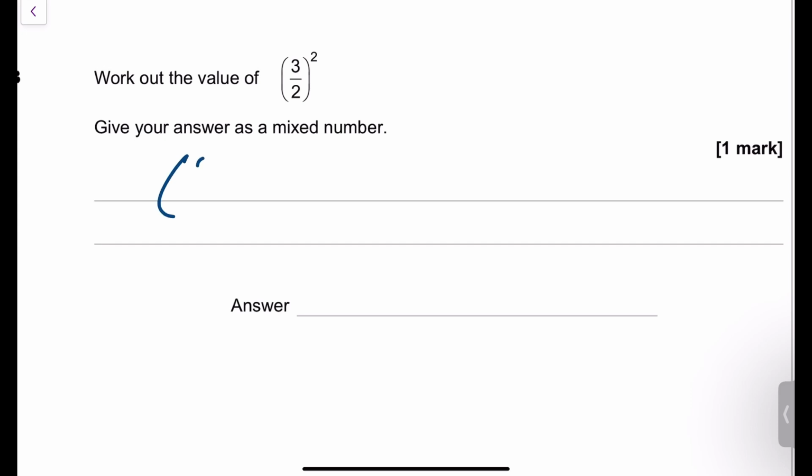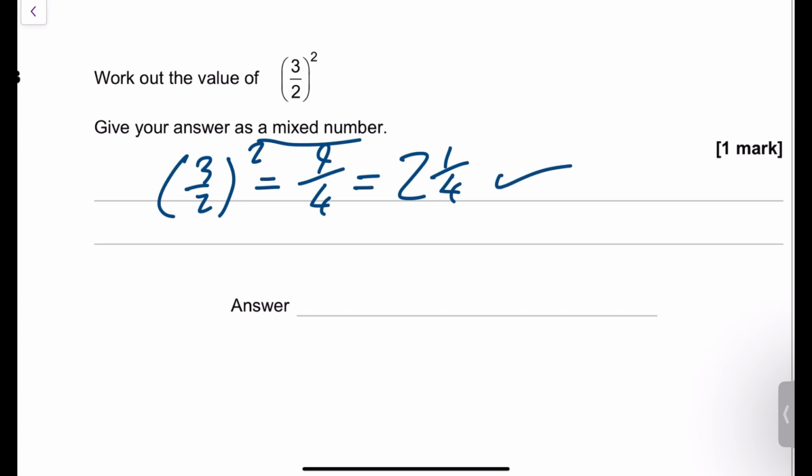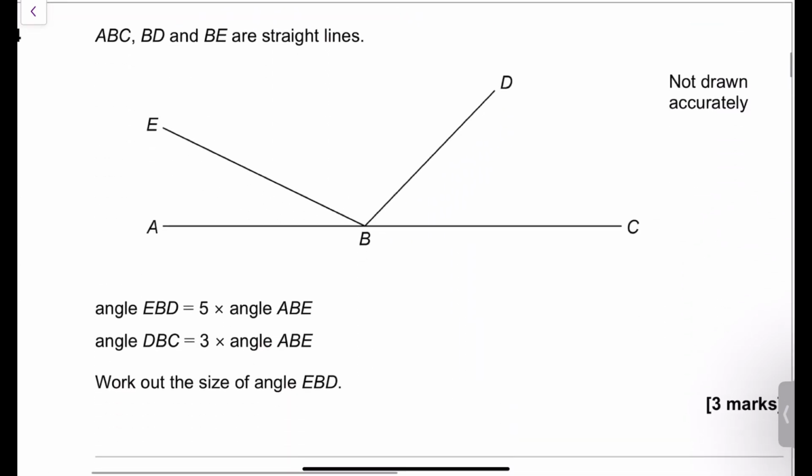Next one says work out the value of 3 over 2 squared. Square the top, you get 9. Square the bottom, you get 4. It says write it as a mixed number. 4 goes into 9 twice with 1 left over, so 2 and 1/4.